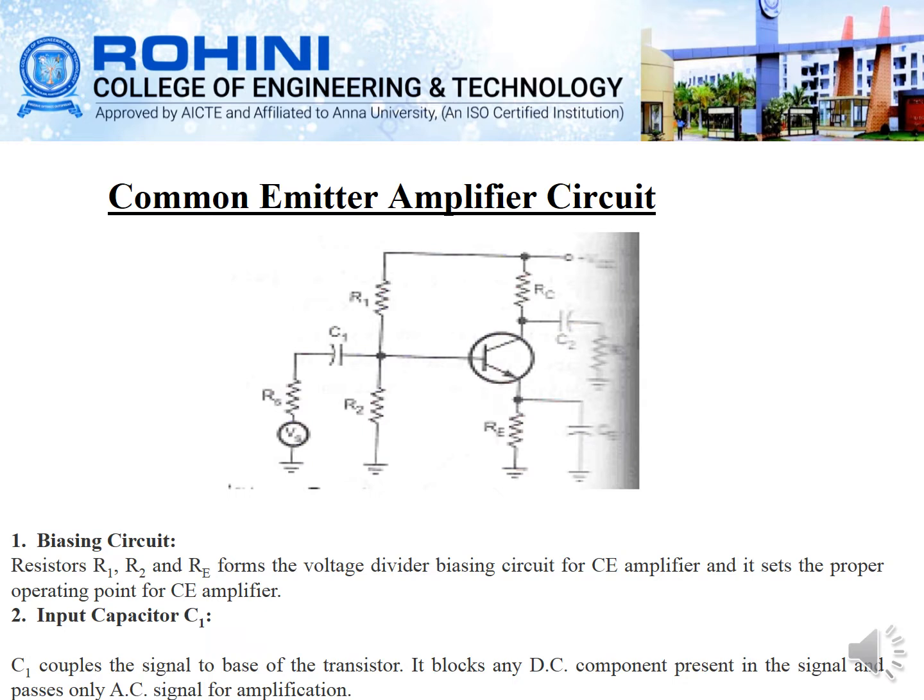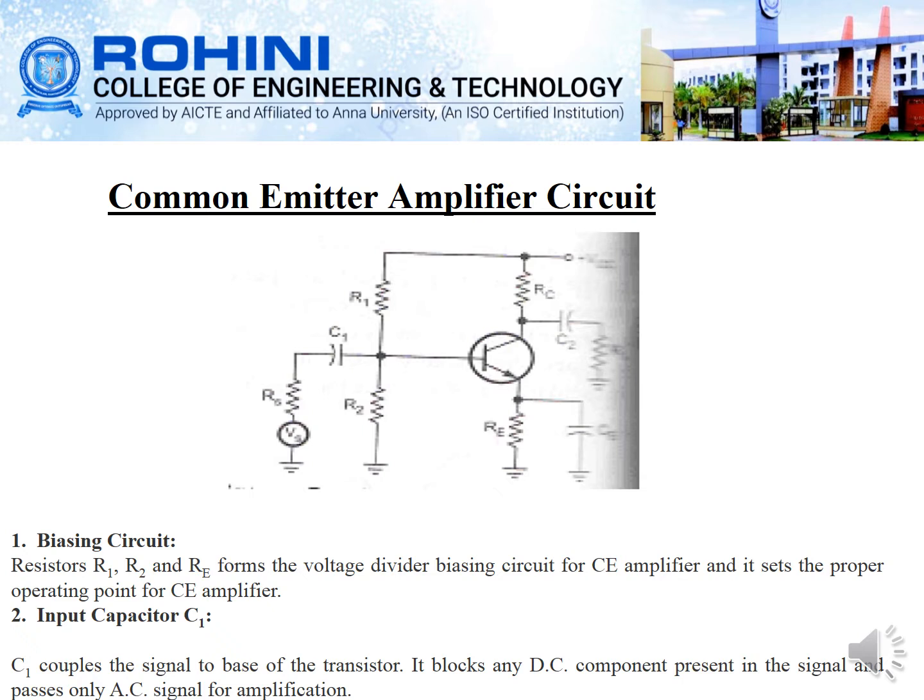So here we are considering the BJT. In that BJT, we have used the voltage divider bias circuit. So here the biasing circuit contains the resistors R1, R2 and RE. So this totally forms the voltage divider biasing circuit for this common emitter amplifier, and also this sets the operating point of the common emitter amplifier.